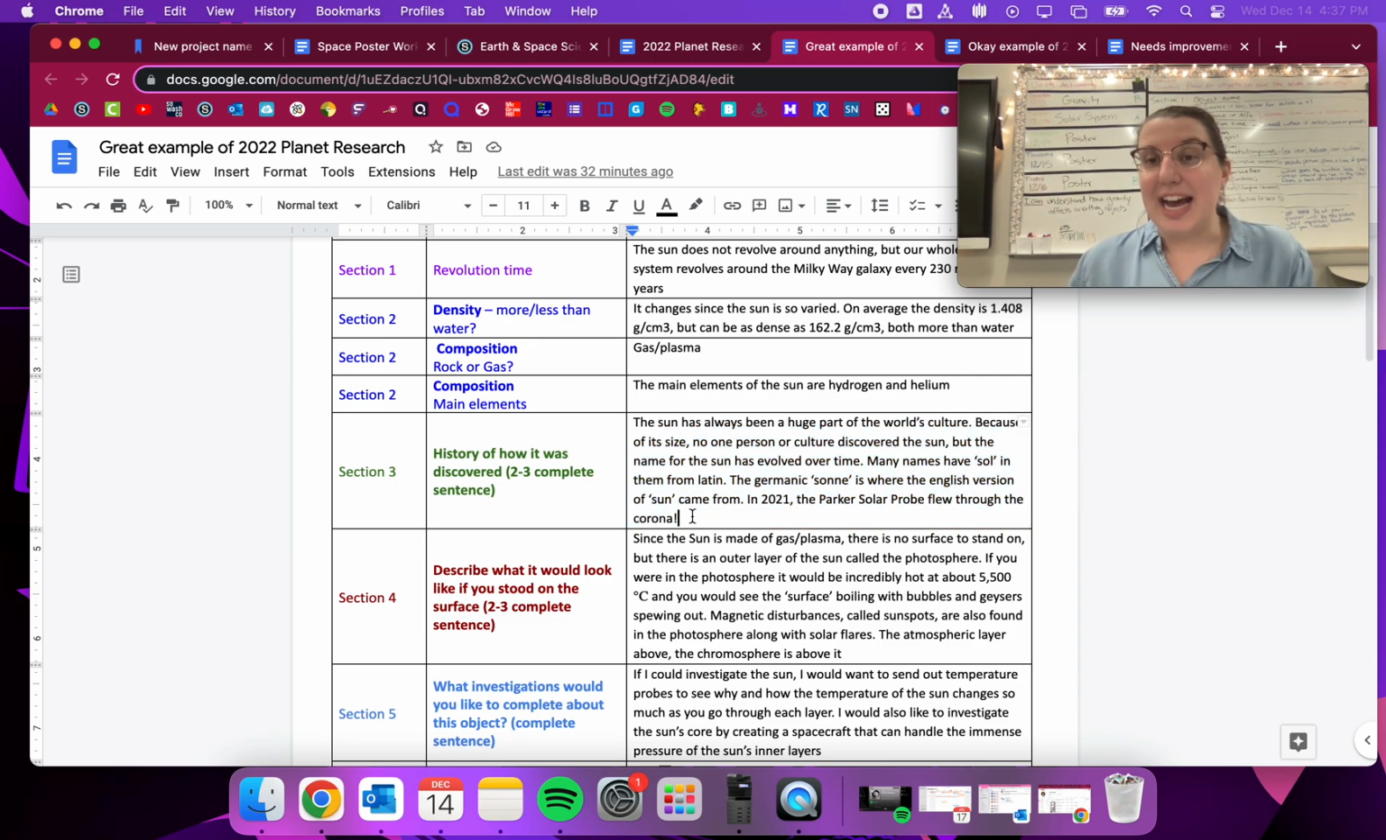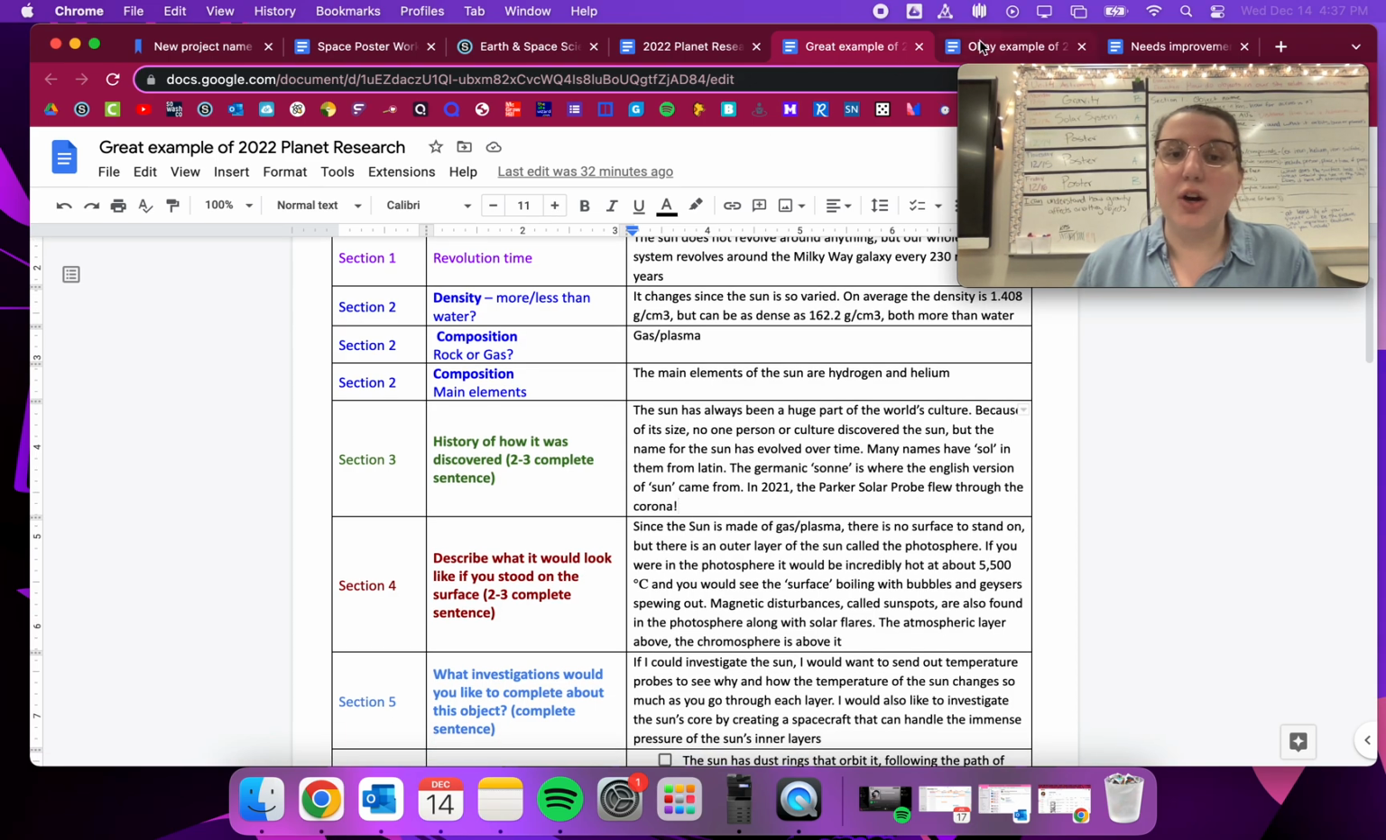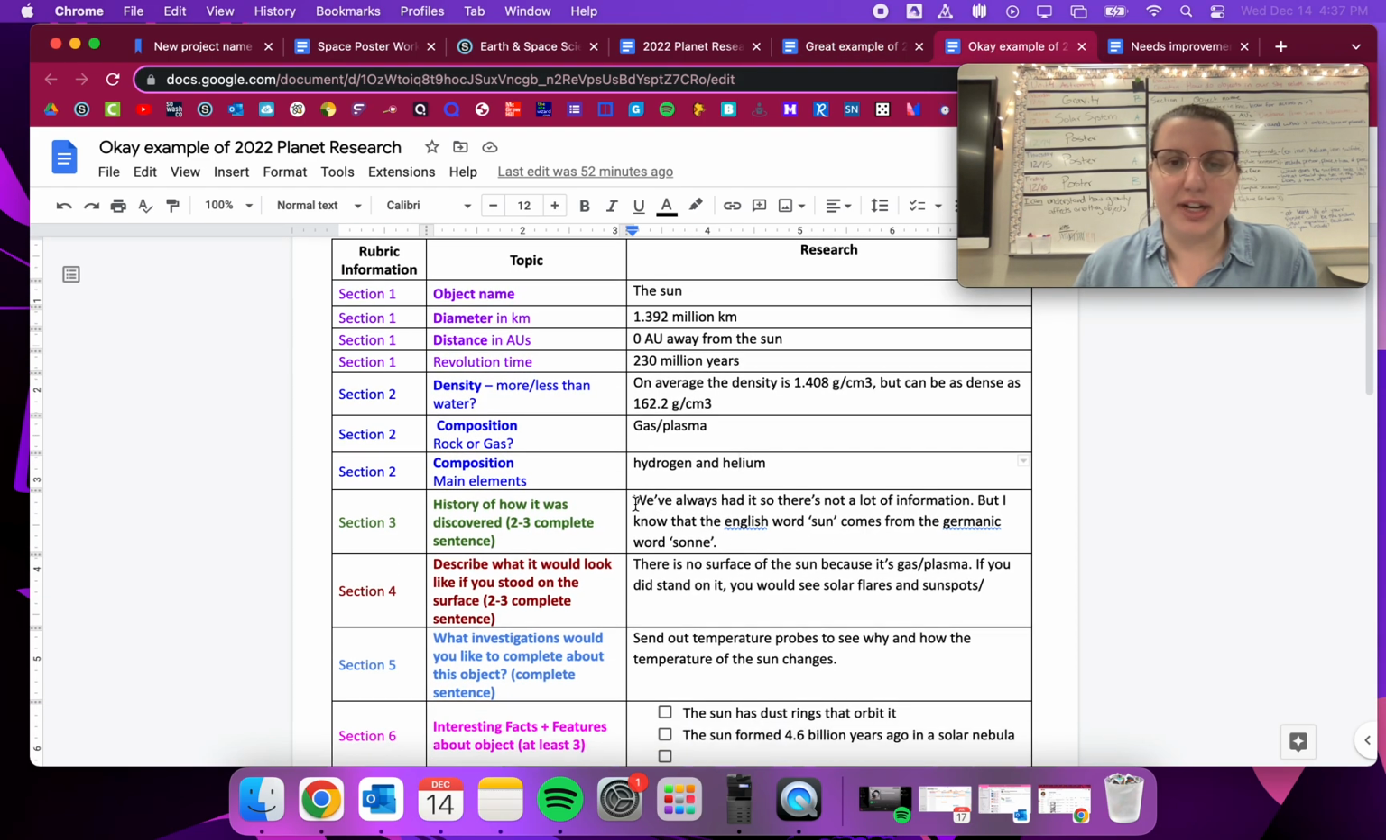Because the sun doesn't have a specific time or place, your object might have a specific one: it was discovered by this person at this time. But obviously it's pretty hard to miss the sun, so people discovered it right away. All right, to look at an okay example of history and how it was discovered, we've always had it, so there's not a lot of information, but I know that the English word sun comes from the Germanic word sun. So for this, I do have 2 complete sentences. A little bit iffy with that starting with "but," but 2 complete sentences. There's definitely not a lot of detail there, so that would be missing some points.